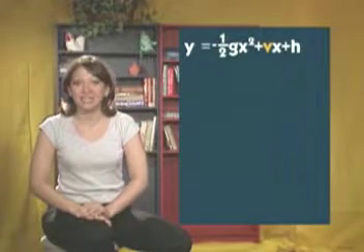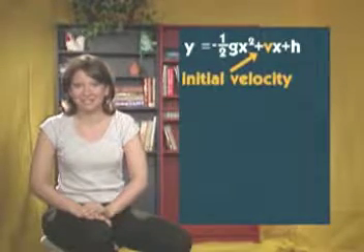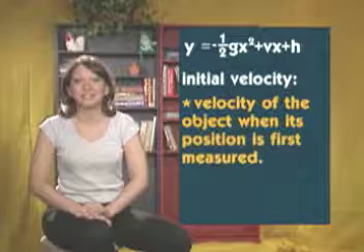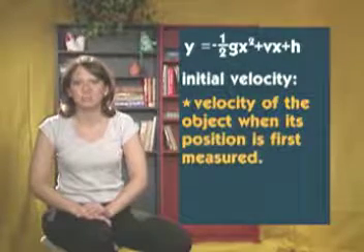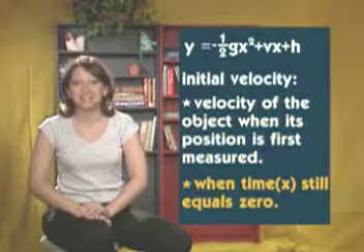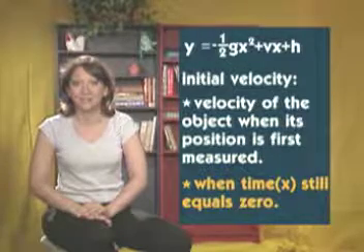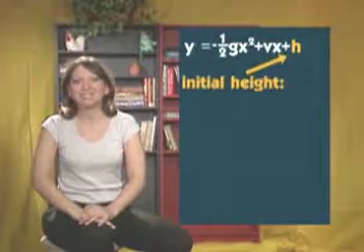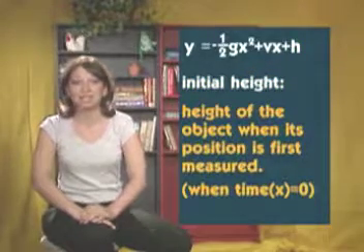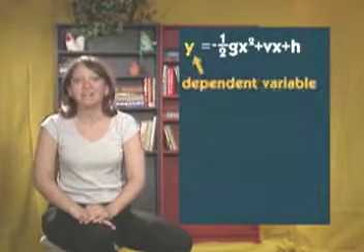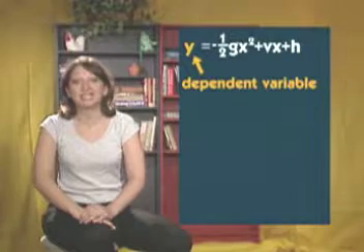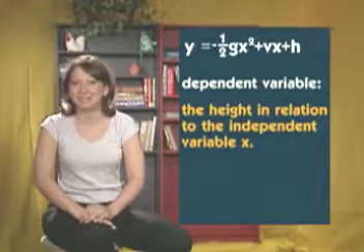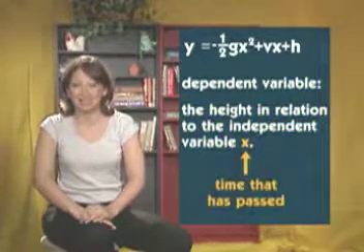The value v stands for initial velocity. Initial velocity is the velocity of the object when its position is first measured. That is, when time, the x variable, still equals 0. Finally, h stands for the initial height. The initial height is the height of the object when its position is first measured. The dependent variable y stands for the height in relation to the independent variable x, the time that has passed.